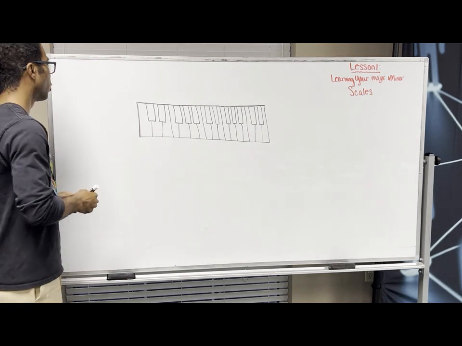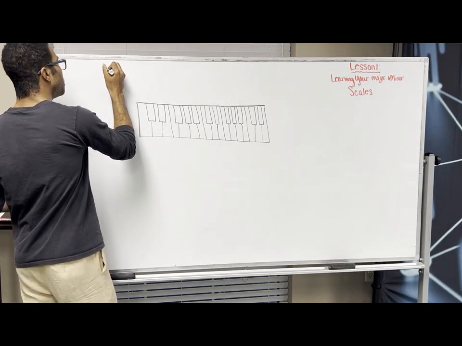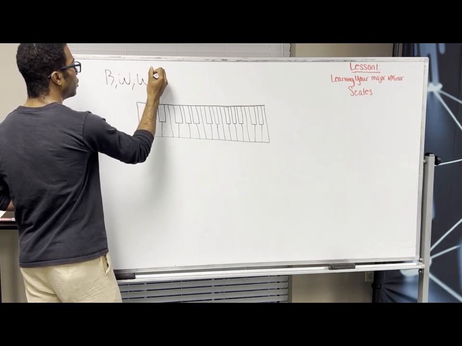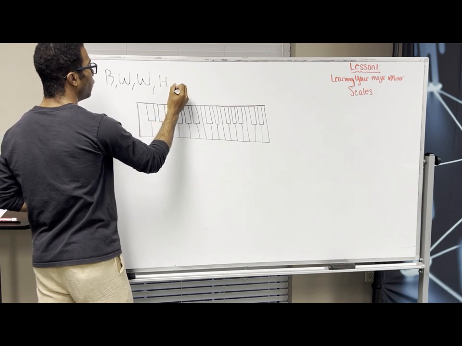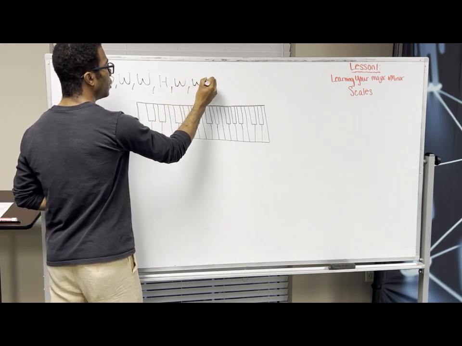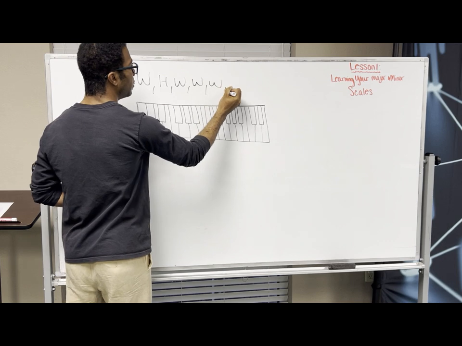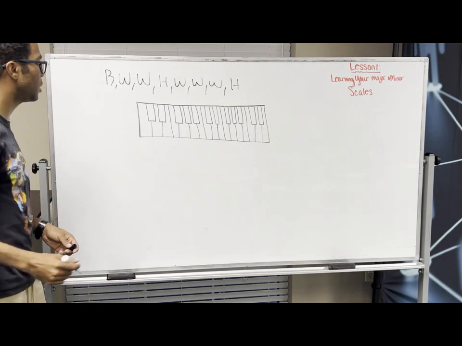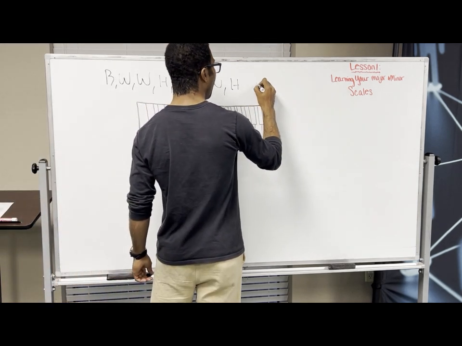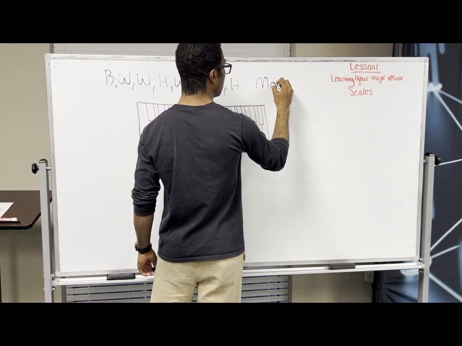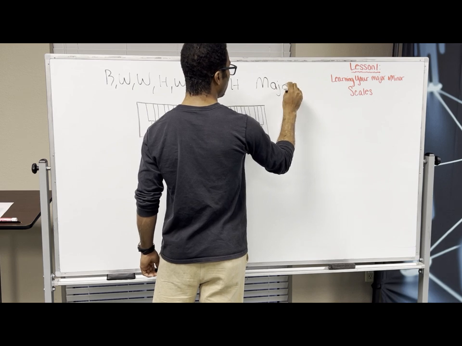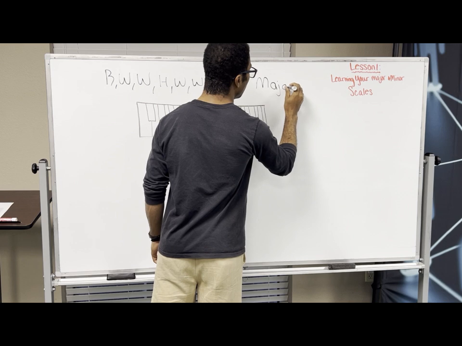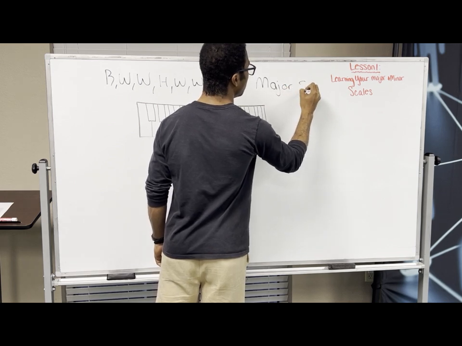If you said root, whole step, whole step, half, whole step, whole step, whole step, half, you would be correct. That is the major scale. I'm going to spell major right. Major scale.